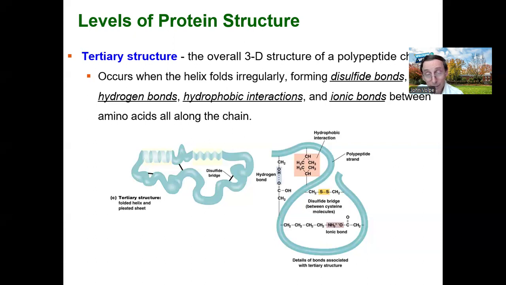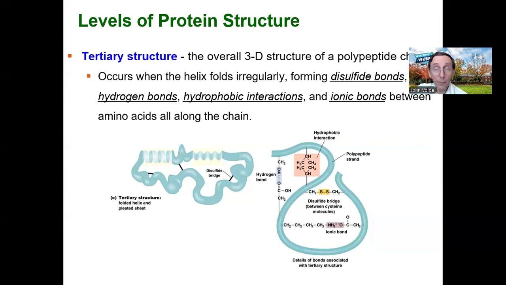But all the other are the same as the secondary structure. The difference is in the secondary structure, the amino acids have these attraction and repulsions between neighboring amino acids. And in the tertiary structure, these attractions and repulsions can be between any amino acids in the protein chain. Any question about any of that?